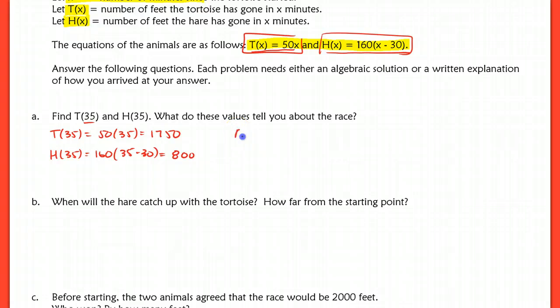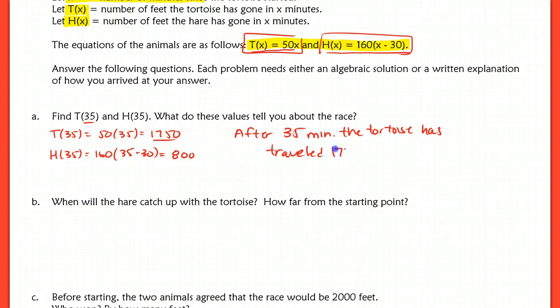So after 35 minutes, the tortoise has traveled 1,750 feet, while the hare has traveled 800.